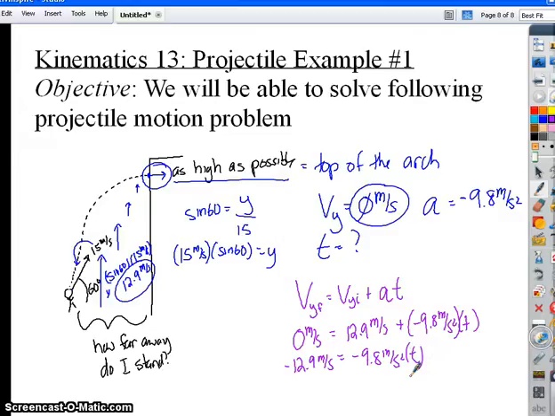Divide both sides by negative 9.8. And what we find is that our t is equal to 1.32 seconds. So this thing is going to take 1.32 seconds to get to the very top of the arc, if we throw it at a 60-degree angle at 15 meters per second. So that's the y direction.